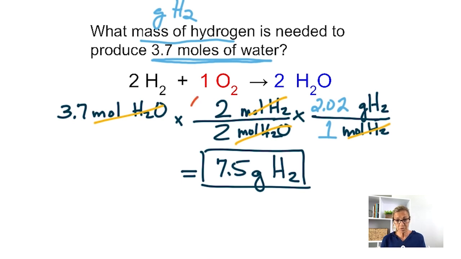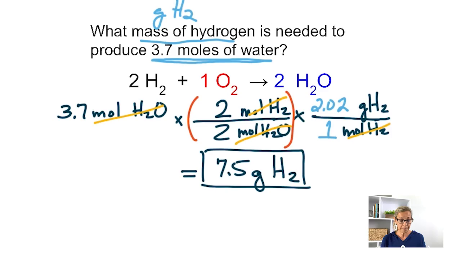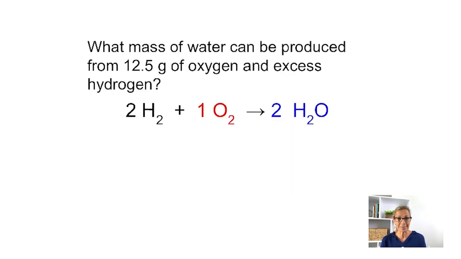Okay, so let's just review what we used. The first ratio we used was a mole ratio. Why? Because we started in moles of one substance and we were going to another substance. The next ratio we used was molar mass. Why? Because we didn't want to leave it in moles, we wanted to go to grams.